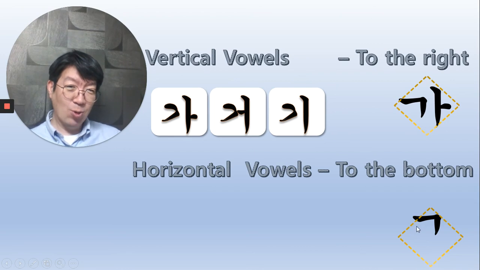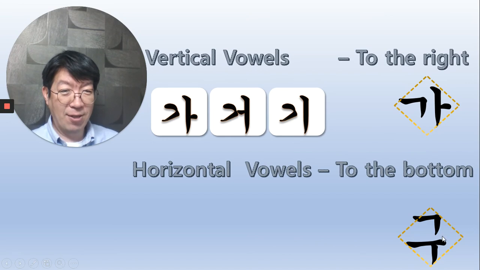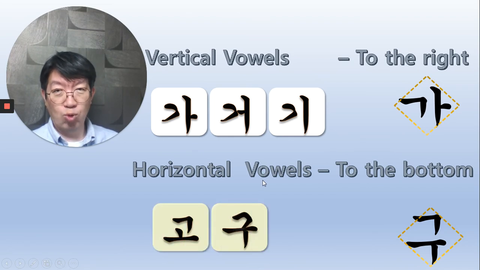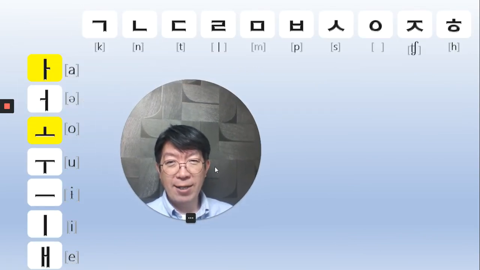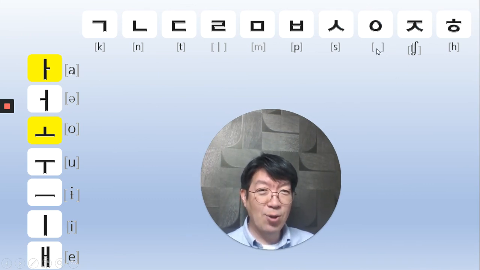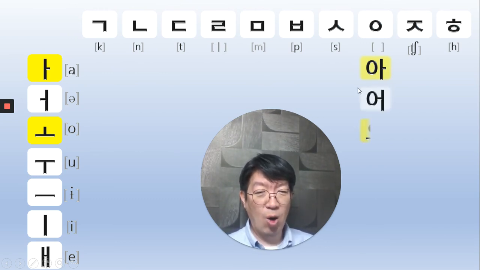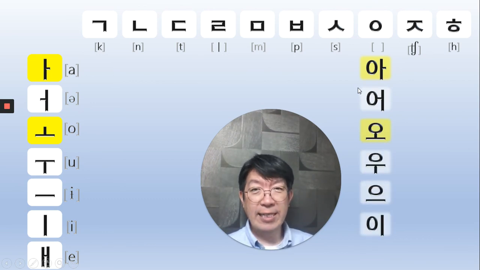And this is also quite interesting. For the horizontal vowel, we put it under the consonant, like this. Not here, under the consonant. So this is gu. The other examples are ko, gu. As you see, for horizontal vowels, the horizontal stroke is longer than the vertical one. Okay, let's combine. As you see, it has no sound because this is the first consonant, not the ng. So no sound. A, o, u, e, i.